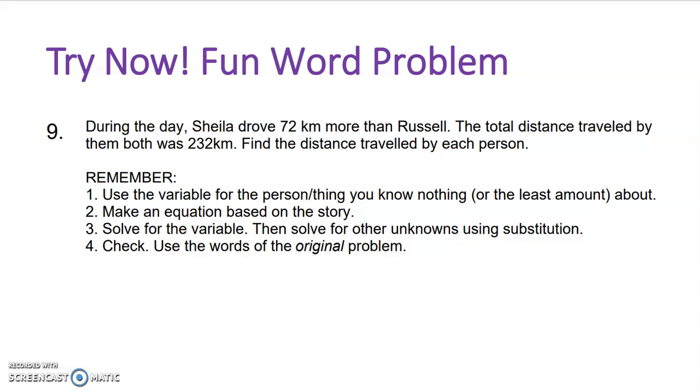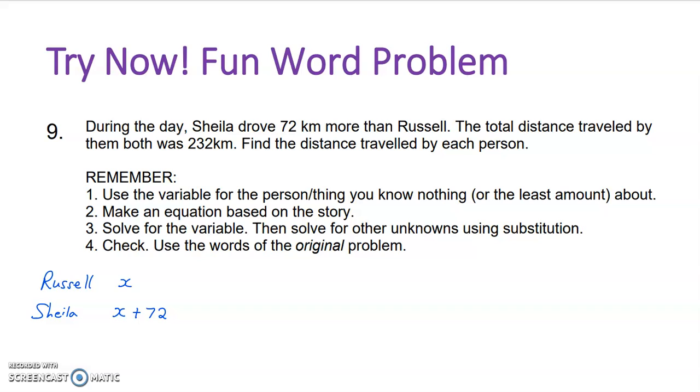Algebra word problems can be fun. They take some getting used to, so just be patient. You don't have any of these on your final exam or even your unit exam, so it's just time to learn and practice. So we have Sheila and Russell, and if we see the information, we know less about Russell than we do about Sheila. So Russell is going to become our variable. So let's assign him with the letter X. And then Sheila, we know that she drove 72 kilometers more than Russell. So she's going to be Russell, X, plus 72.